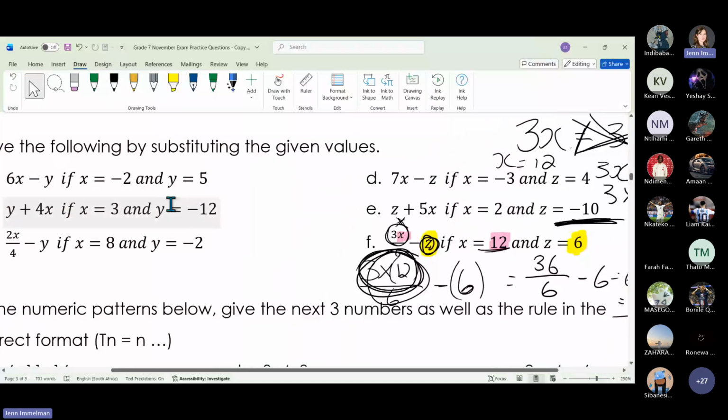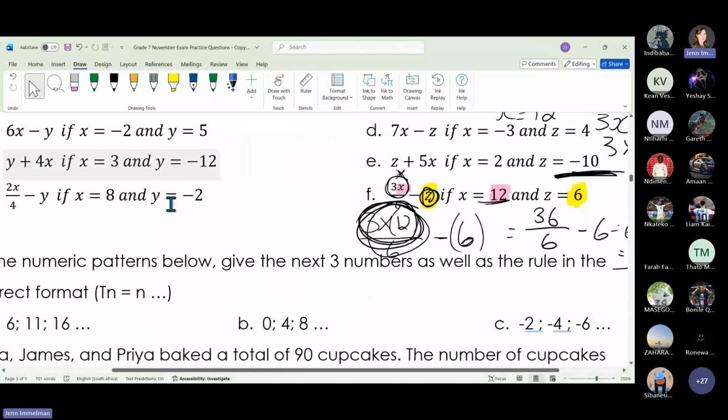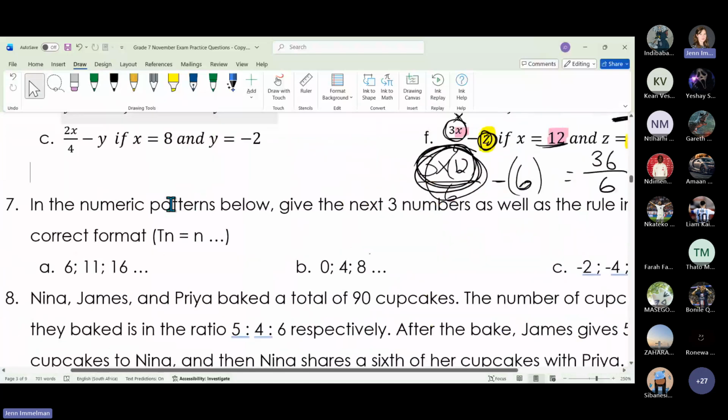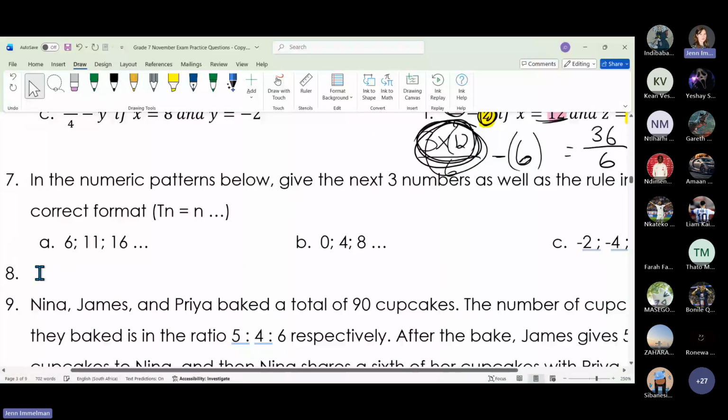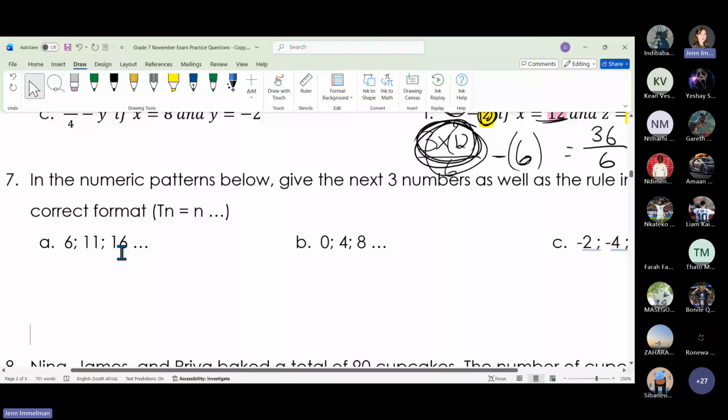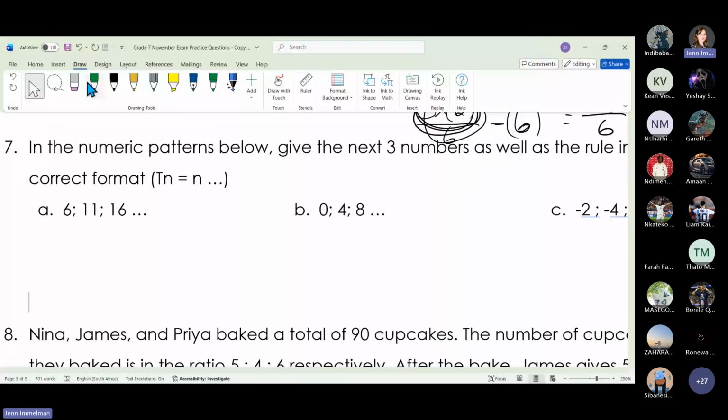Okay, moving on. Number patterns. Yes. I'm going to look at number 7 only, because if you can do number 7, you will be fine with the number 7b. You will be fine with the rest.